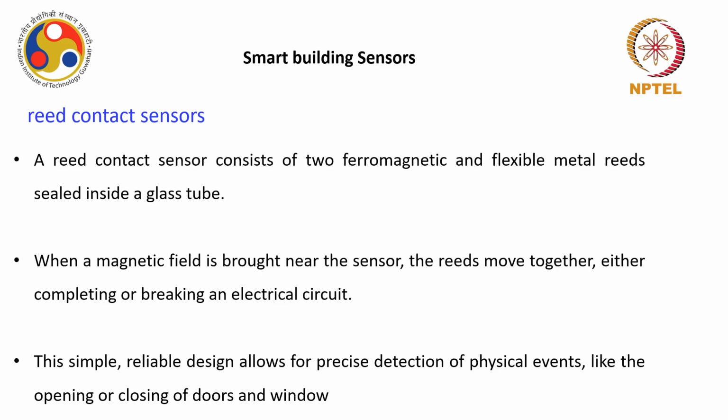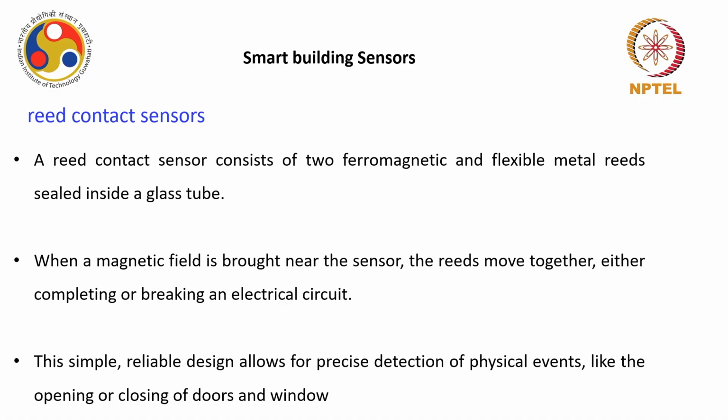When a magnetic field is brought near the sensor, the reeds move together. Either it completes an electrical circuit or it breaks an electrical circuit. Mostly it breaks, but you can have reed switches where it actually completes the electrical circuit. When the magnetic field is not there, the circuit is incomplete. When it is there, the circuit is complete, and by this you can have data in binary form, meaning the door is either closed or open, or the occupant is either present or not present.